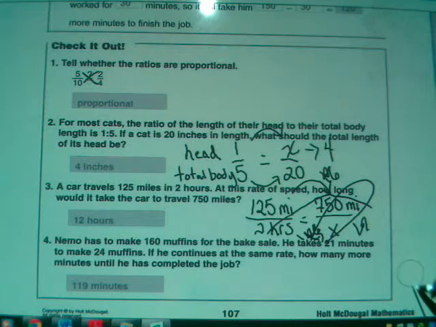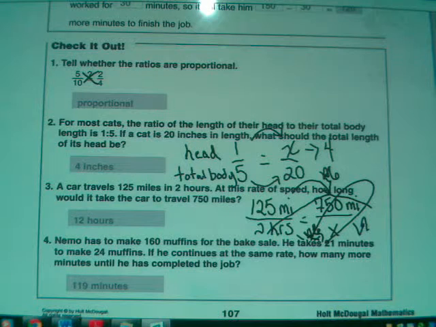All right, and we'll finish this up with the last question here. It says, Nemo has to make 160 muffins for the bake sale. He takes 21 minutes to make 24 muffins. If he continues at the same rate, how many more minutes until he has completed the job? So this is just like the question we saw earlier. We're going to set up that proportion and solve it, but then the question is asking me how many more minutes. Well, he's already made some of them, so we're going to subtract off the time he's already spent, and the result then will be the number of minutes he has left to complete the job.